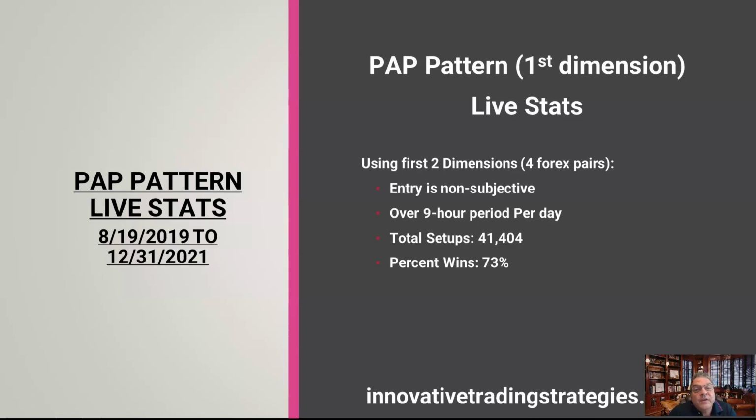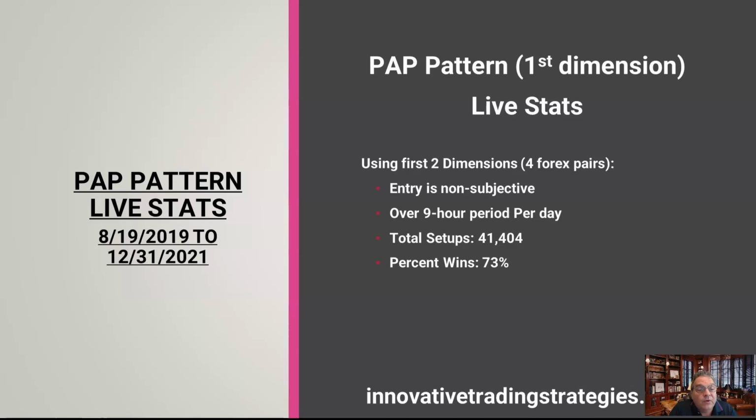That puts the odds in your favor, right? You go to Vegas, if you have 2% odds, they're going to throw you out of the casino. But 73% over 41,000, that's pretty convincing, all right? The power of these patterns and the reliability of these patterns.